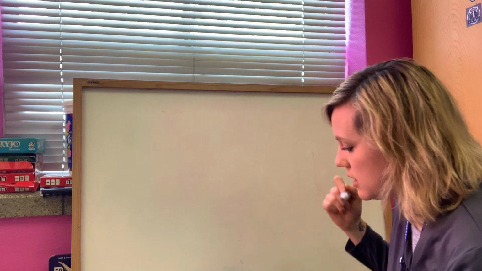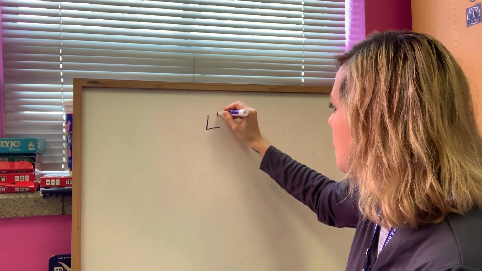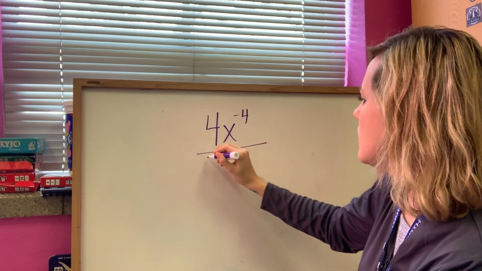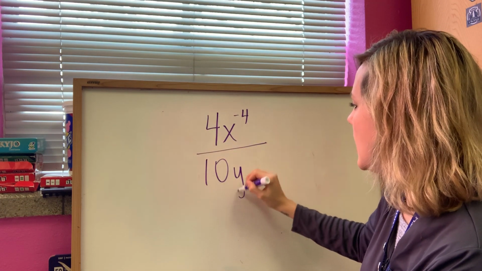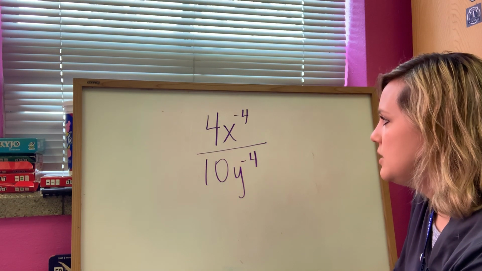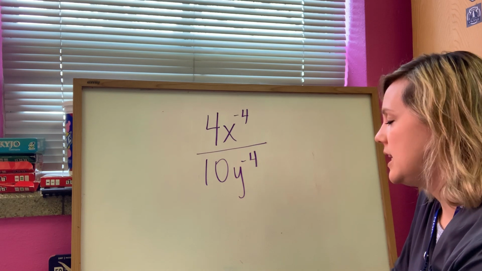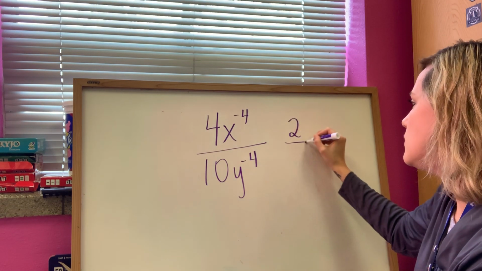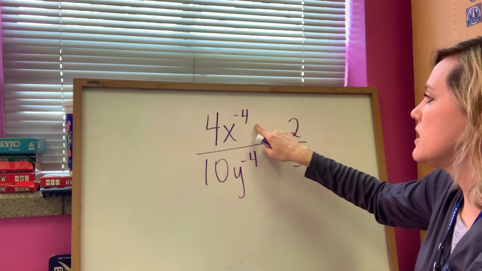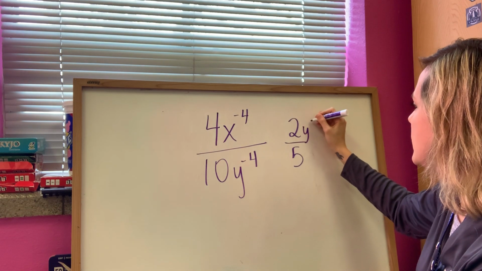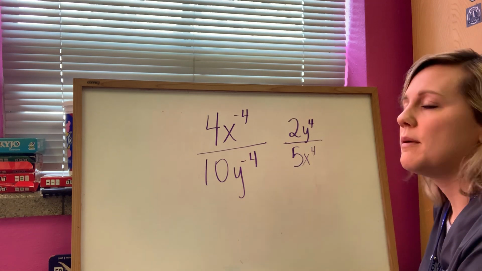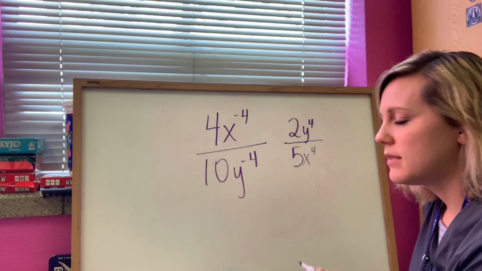Let's do 4x to the -4th over 10y to the -4th. All right, first thing we're going to do is reduce 4/10 to 2/5. And then these negatives are going to move down here. These negatives are going to move up there. So we're going to have 2y to the 4th on top and 5x to the 4th on bottom. Okay.